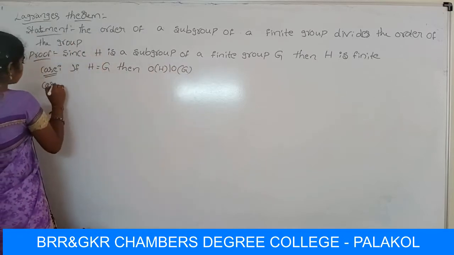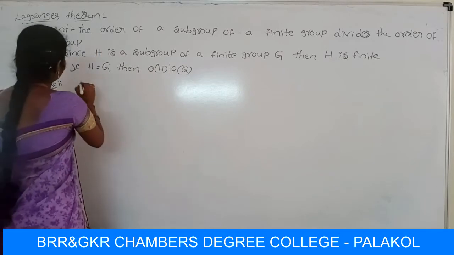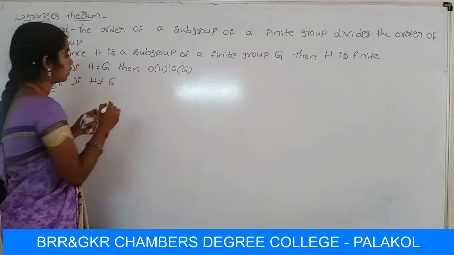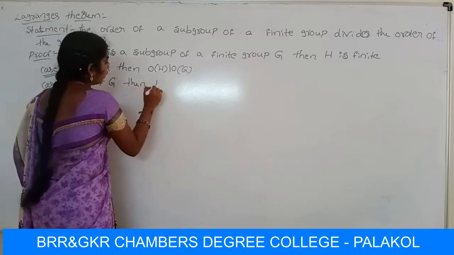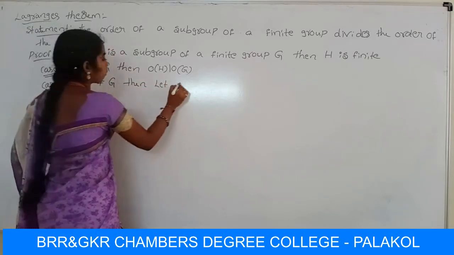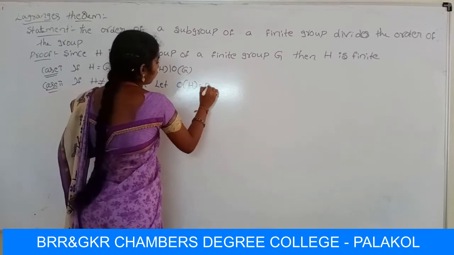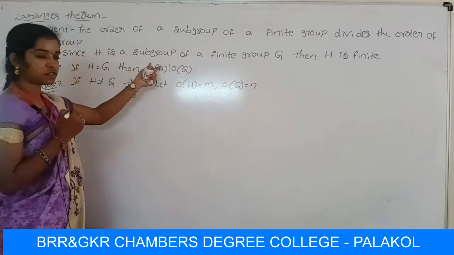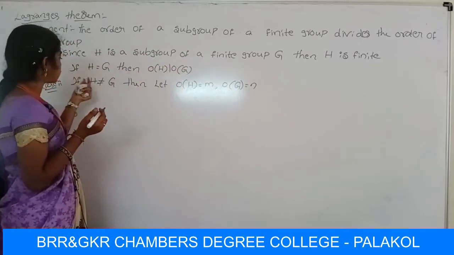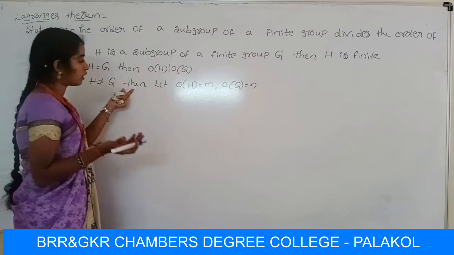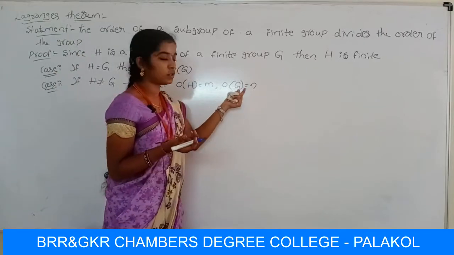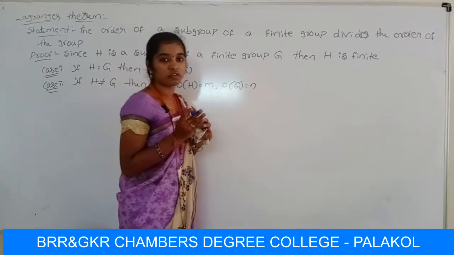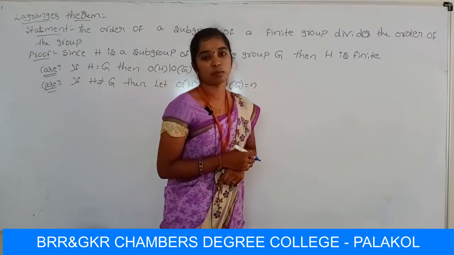Case 2: if H is not equal to G, then let us consider the order of H equal to m and the order of G equal to n. If H equals G, then the order of G divides the order of H. So if H is not equal to G, let us assume the order of H is m and the order of G is n. Already you know that every right coset of H in G has the same number of elements.